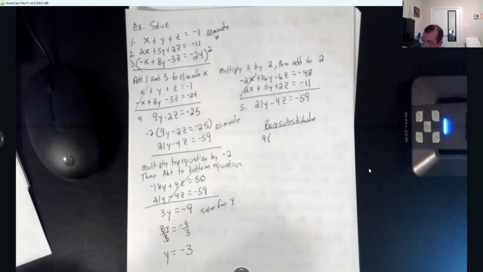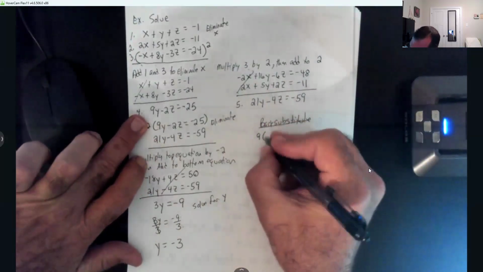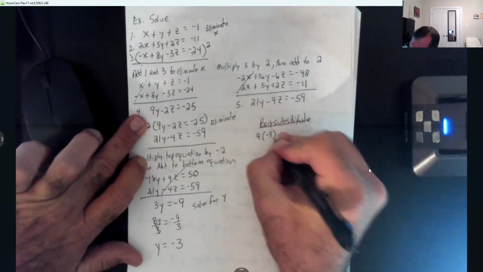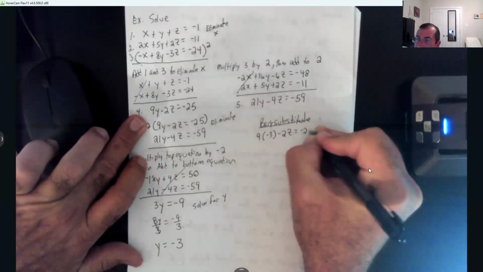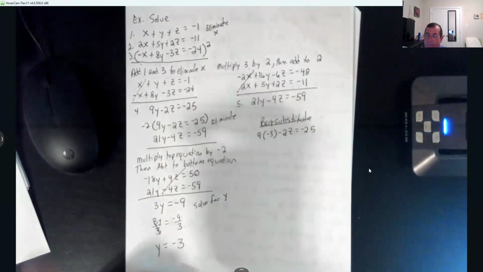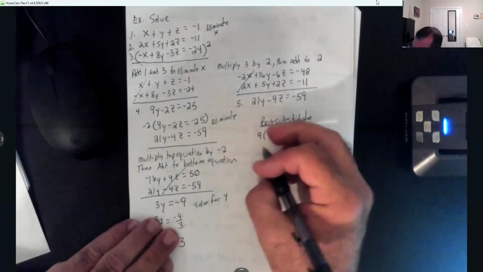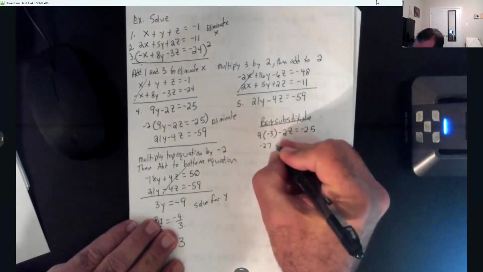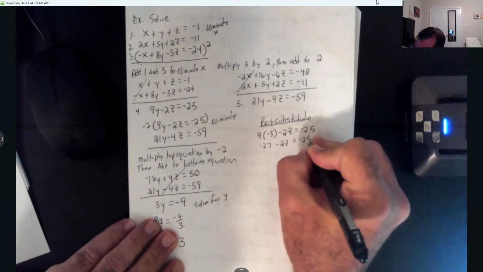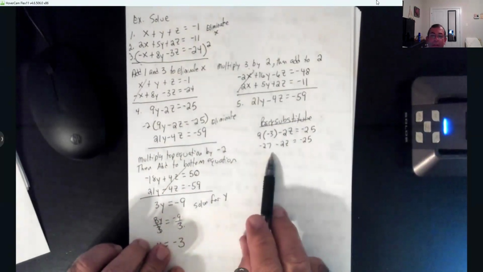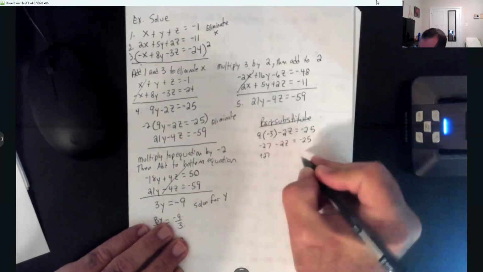All righty, y'all. So I'm going to back substitute into this one. So I'm going to put that -3 in for that y. And then minus my 2z equals -25. Hey, also 9 times -3 is -27 minus 2z equals -25. Solving that for the z, we're going to add 27 to both sides.